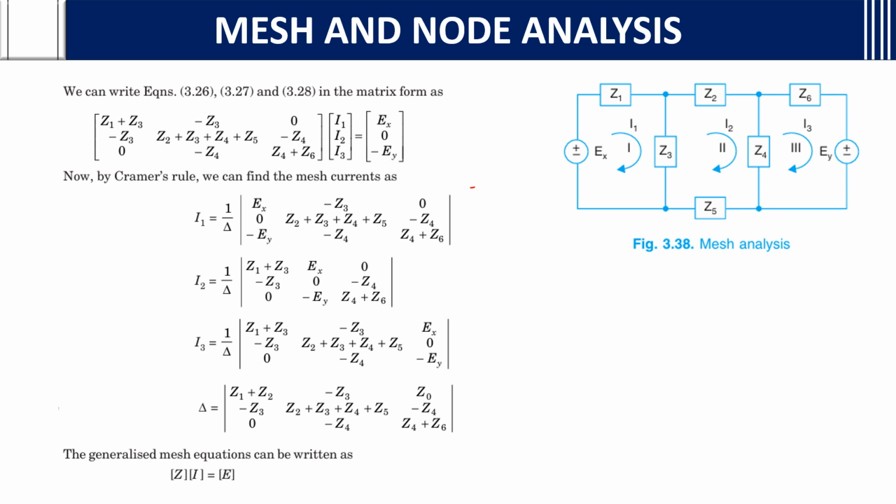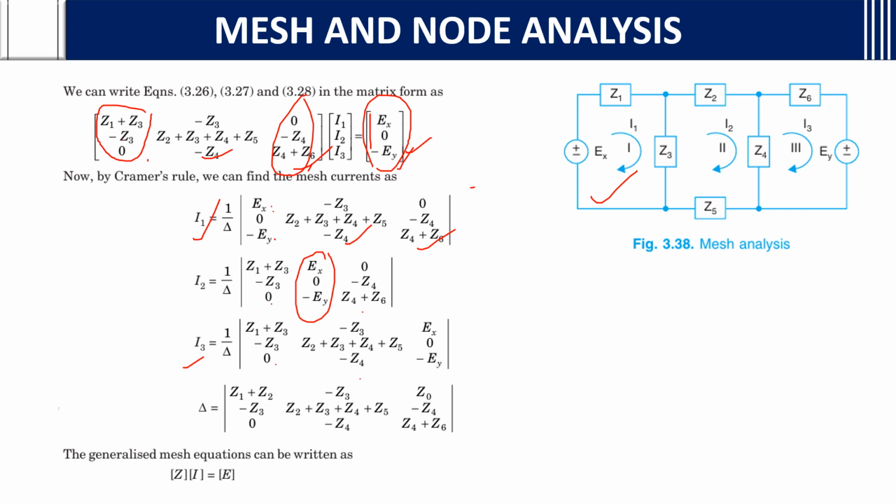What we need to do is, if you want to calculate I1, the first column, as we are calculating for I1, the first column needs to be replaced by this one, that is 0, E, minus E. Now the other two columns are the same. Then for I2, the second column needs to be replaced by this, then the first and third columns will be the same. For I3, the third column needs to be replaced by this. Then the first and second columns will be the same.